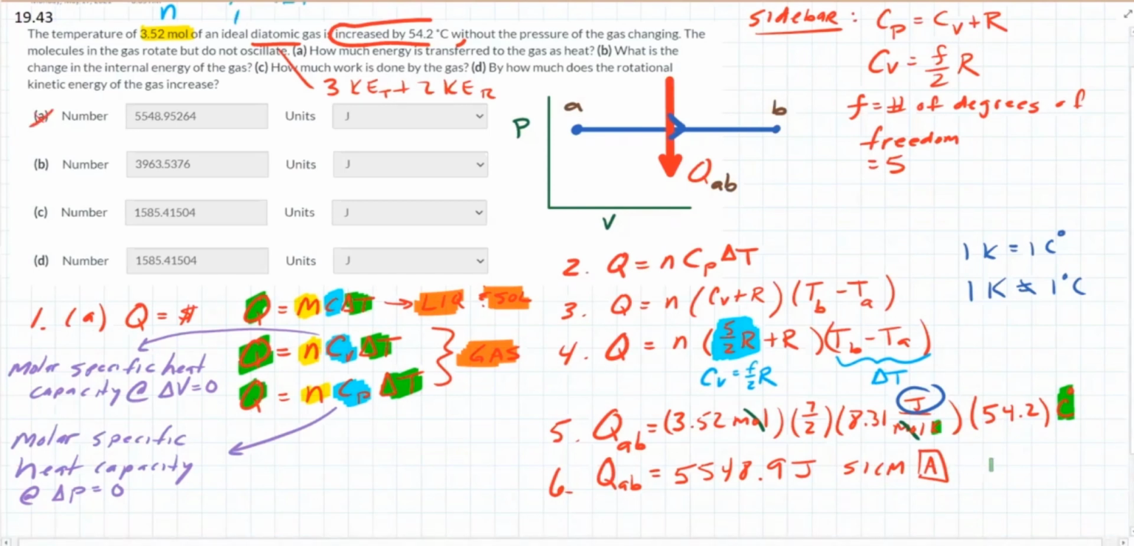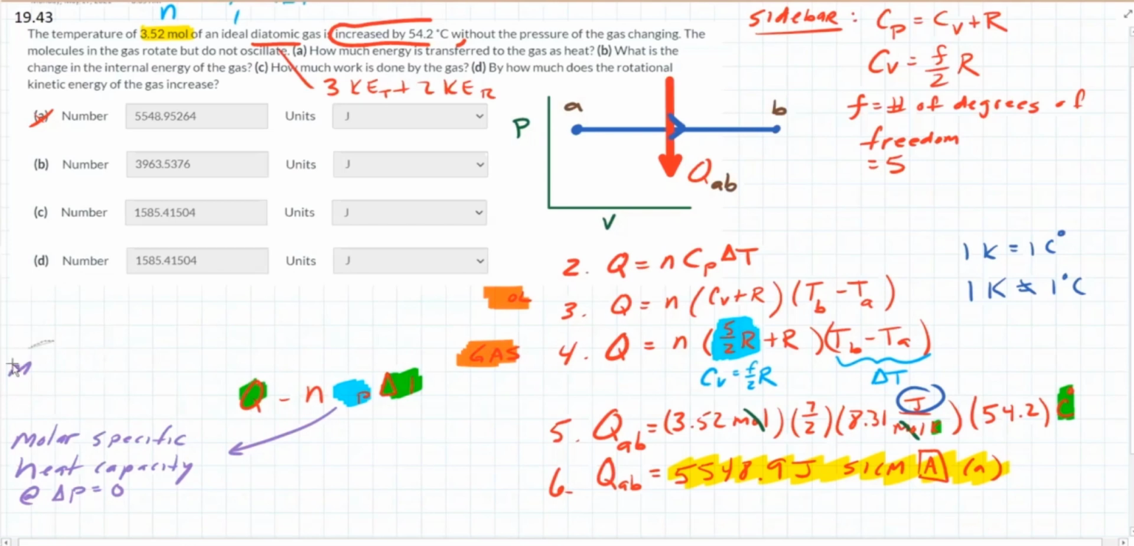Moving on to part B. This is part A, done. Part B says, what's the change in internal energy? Okay, so let me erase this. You guys hopefully have an appreciation for how this is really just like Q equals mc delta T, but for a gas. So I'm going to erase this stuff just to clear up some real estate. And now we talk about part B.